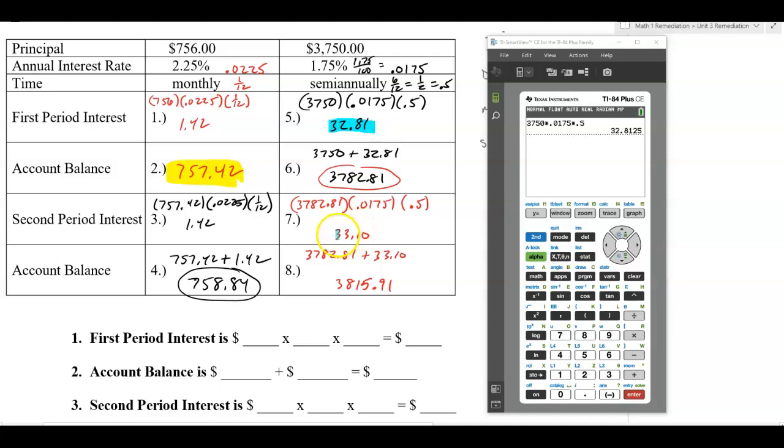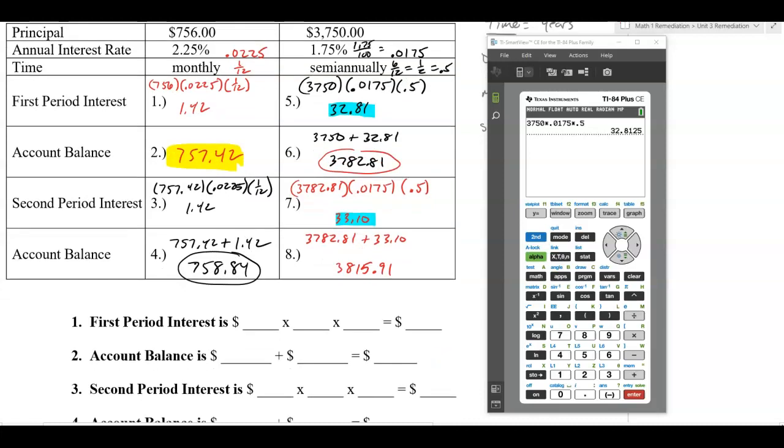And if you look, the reason we like compound interest is that the first period of interest, I earned $32.81, but because my principal went up after adding it, my next round of interest went up to $33.10. So I earned more money this second round.